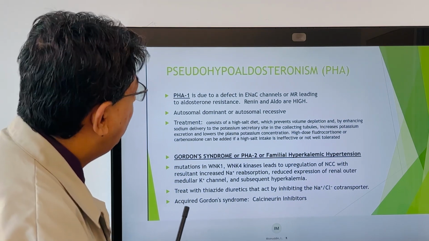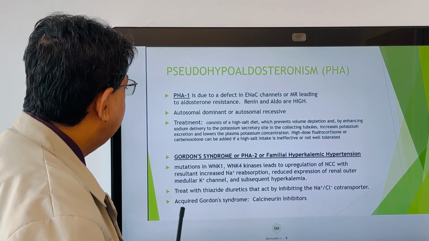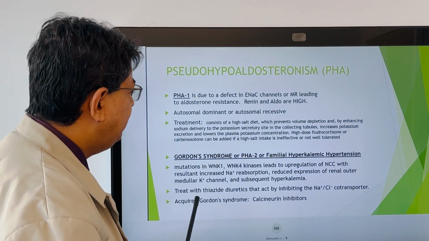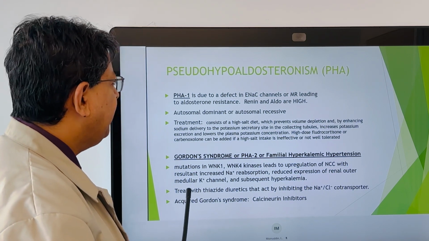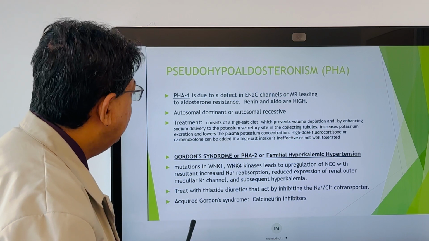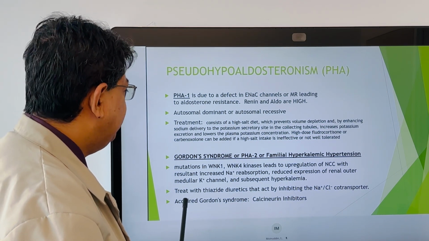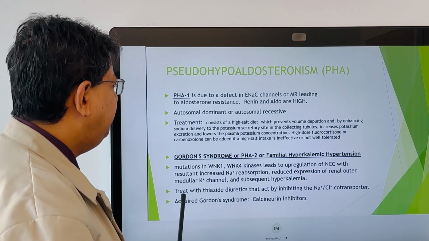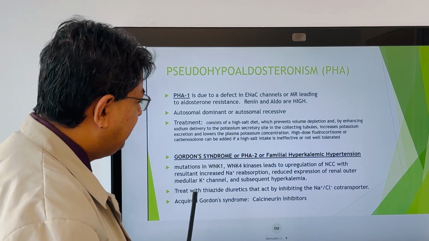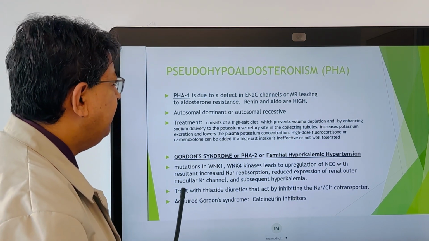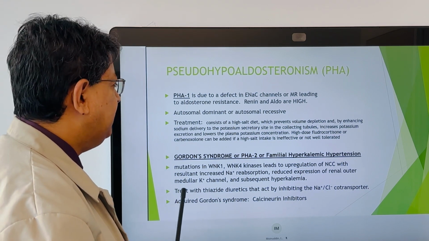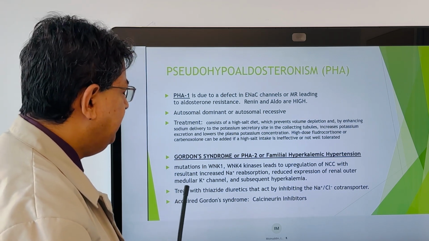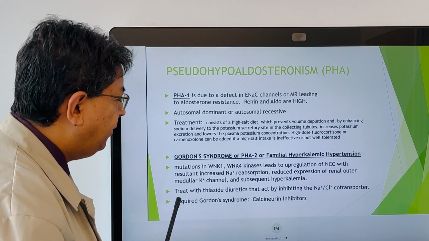We should mention pseudohypoaldosteronism at this point. Pseudohypoaldosteronism 1 is due to a defect in ENaC channels or the mineralocorticoid receptor, leading to aldosterone resistance. Renin and aldosterone are high. This can be autosomal dominant or autosomal recessive, and treatment consists of a high salt diet, which prevents volume depletion and, by enhancing sodium delivery to the potassium secretory site in the collecting tubules, increases potassium excretion and lowers the plasma potassium concentration. High-dose fludrocortisone or carbenoxolone can be added if a high salt intake is ineffective or not well tolerated.